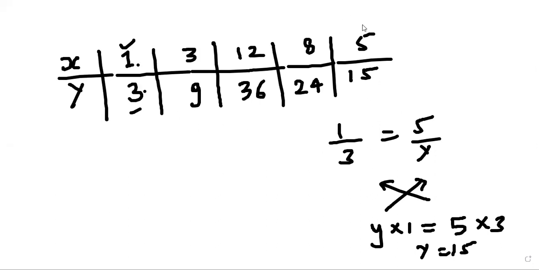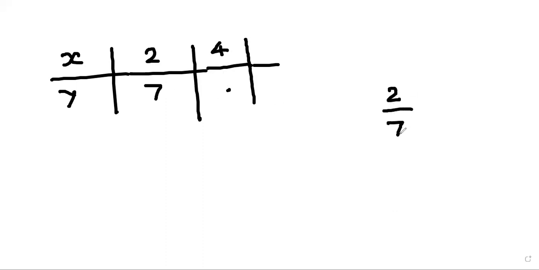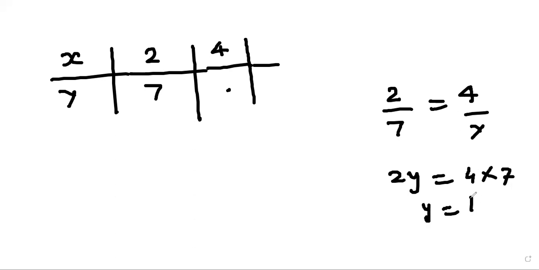Now, let's take one more question. X and Y. Here, this is 7, this is 2. Next, when this becomes 4, then what will be y? Another technique is there, but let's apply the same technique as you have studied. So, 4 divided by y. We make cross multiplication. So it will become 2y, that is 2 into y, and 4 into 7. So y equal to 4 into 7 divided by 2. That will become 14.